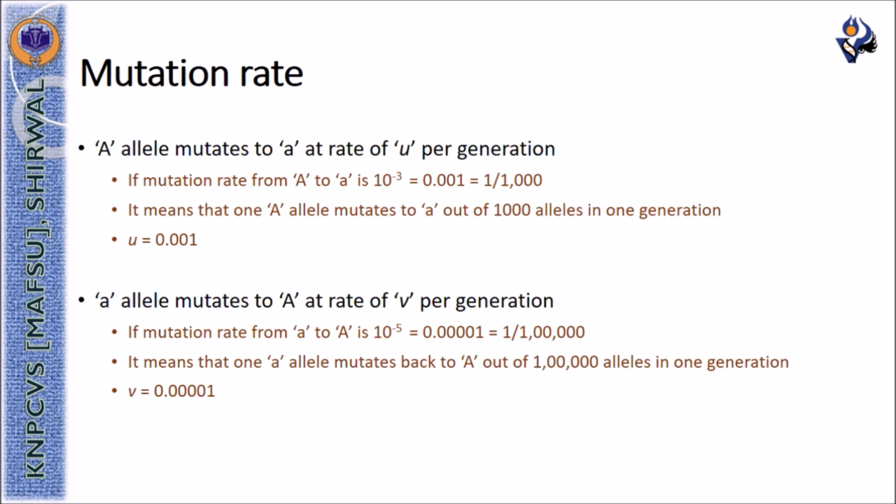When we say recessive a allele mutates to dominant A allele at the rate of V per generation, and if the mutation rate from recessive a to dominant A is 10 raised to minus 5, which equals 0.00001, which is equal to 1 out of 1 lakh, it means that one recessive a allele mutates back to dominant A allele out of 1 lakh alleles in one generation, and therefore V will be equal to 0.00001.